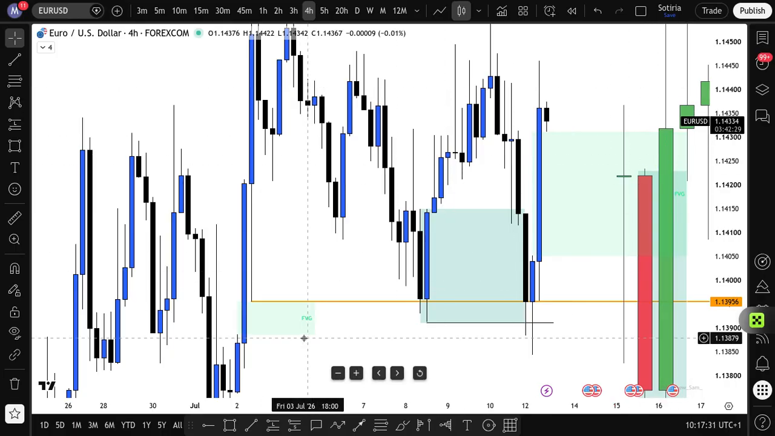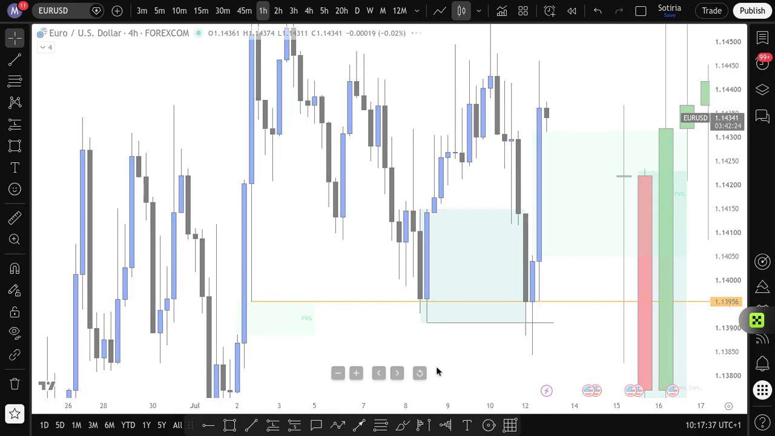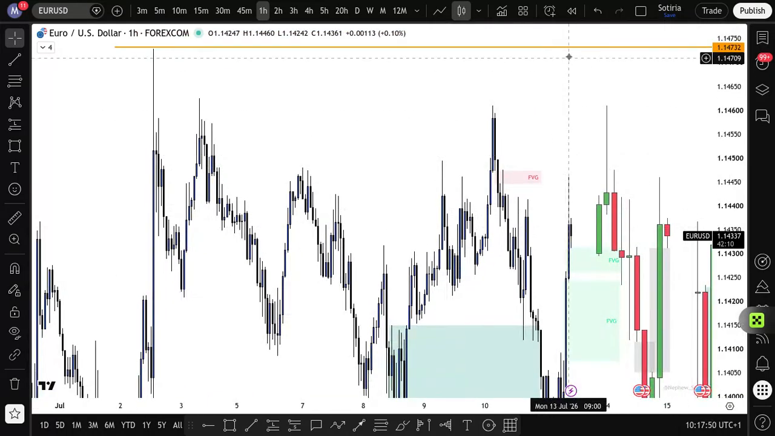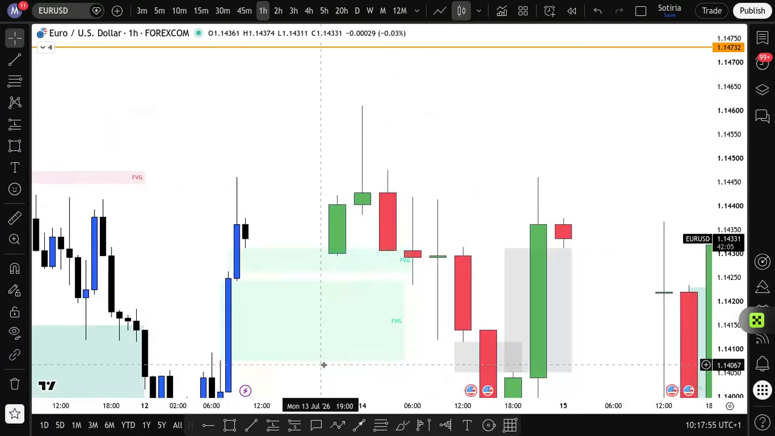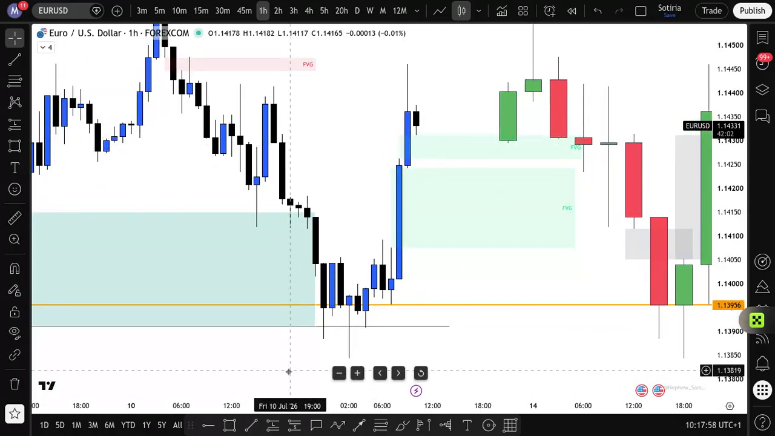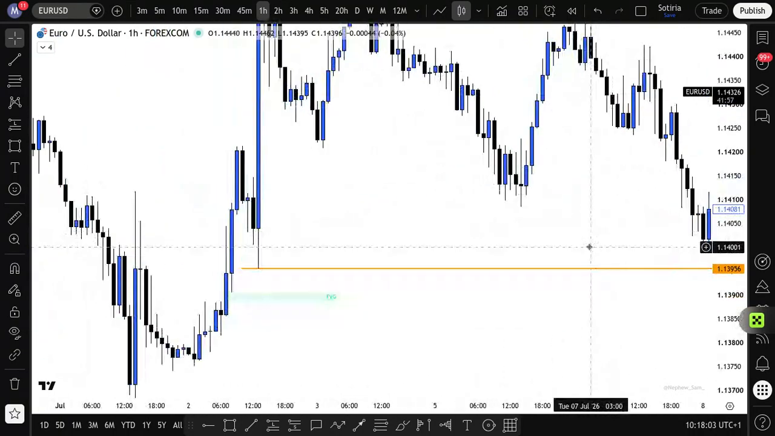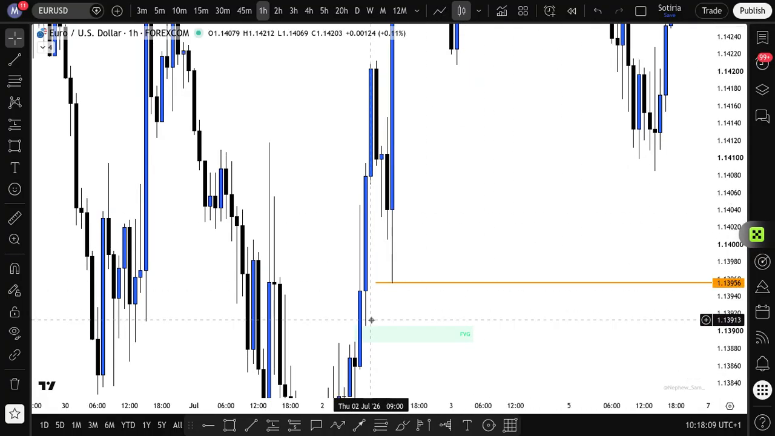So then what did I do next? I spotted this FVG on the 1-hour time frame, and right here, that was where I took another buy this morning. I'm also still targeting this high right here. This is the 1-hour time frame. Let me make this very big. This is the FVG right here. Yeah, I took the buy right here.